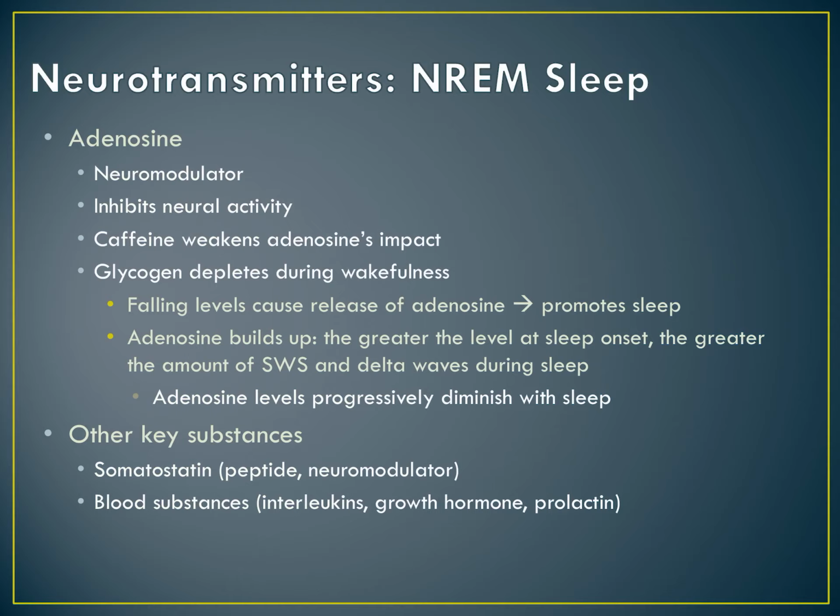Now, there are some other key substances that are important for this process. There are particular other neuromodulators, other peptides. Somatostatin, for example, is important for non-REM sleep. We also see that there are other blood substances like interleukins that are related to inflammation. Those are important for non-REM sleep. Growth hormone and prolactin are all related to feeling drowsy, feeling sleepy, and sleep onset.